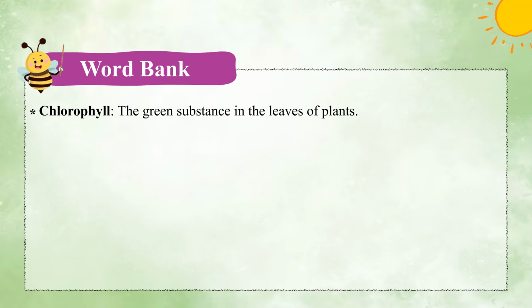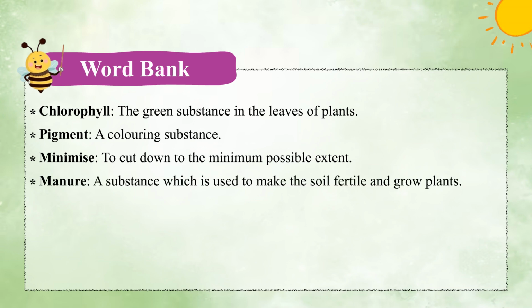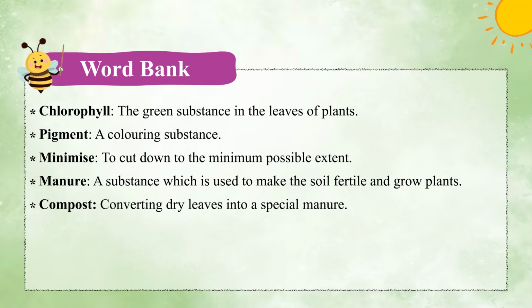Word bank. Chlorophyll: the green substance in the leaves of plants. Pigment: a coloring substance. Minimize: to cut down to the minimum possible extent. Manure: a substance which is used to make the soil fertile and grow plants. Compost: converting dry leaves into a special manure.